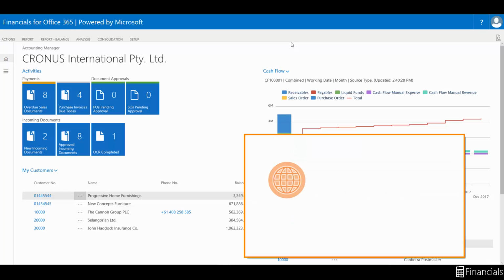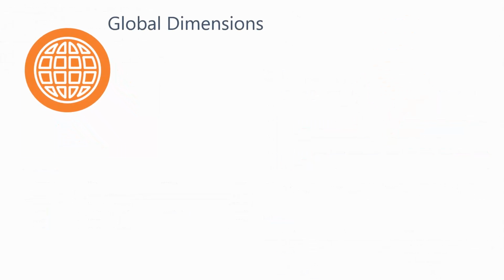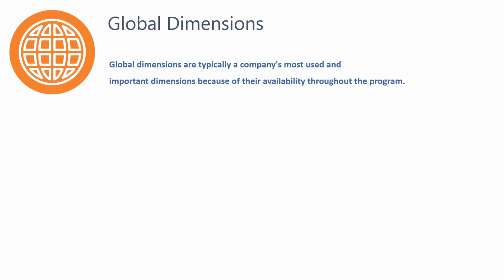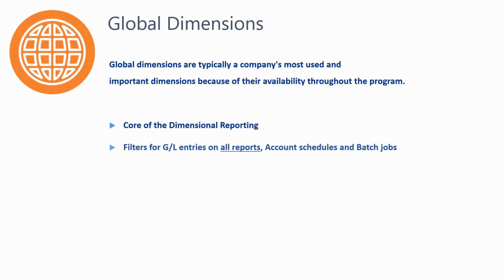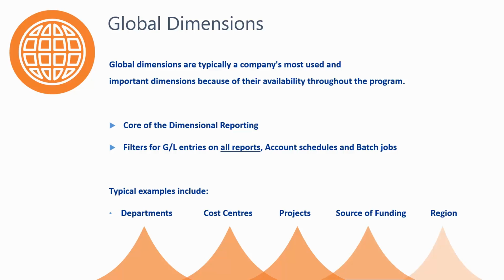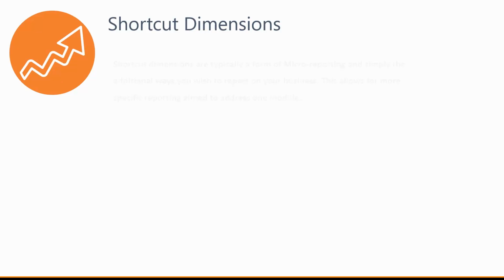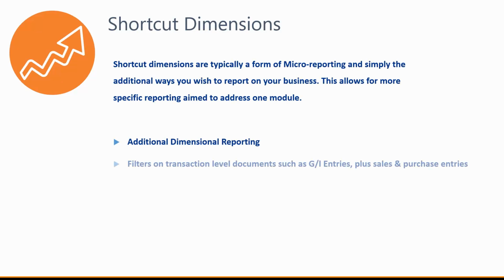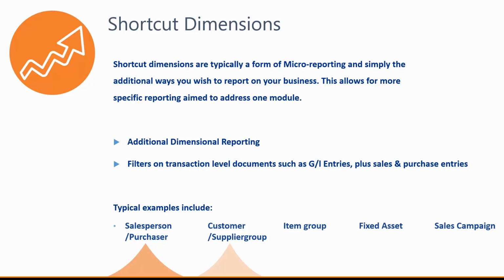There are two types of dimensions, a global dimension and a shortcut dimension. You can choose two global dimensions, which are typically a company's most used and important forms of reporting on their business operations and performance. Global dimensions can be used as tags in the GL account, customer, vendor, and item tables. So they are best used for macro reporting, and hence reporting on the business as a whole, while shortcut dimensions are best suited for specific transaction level reporting or more micro reporting.